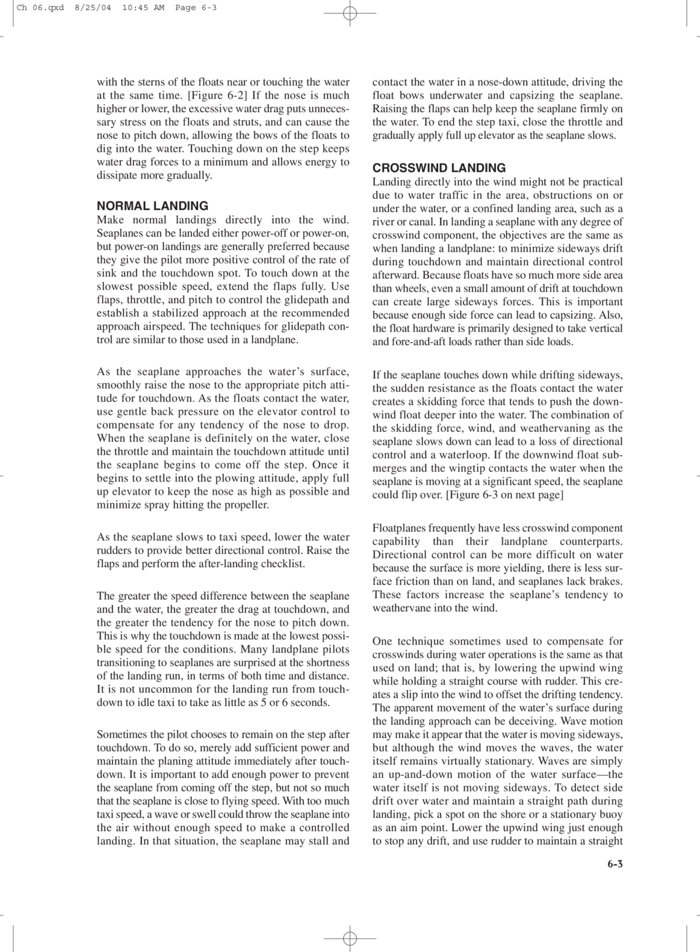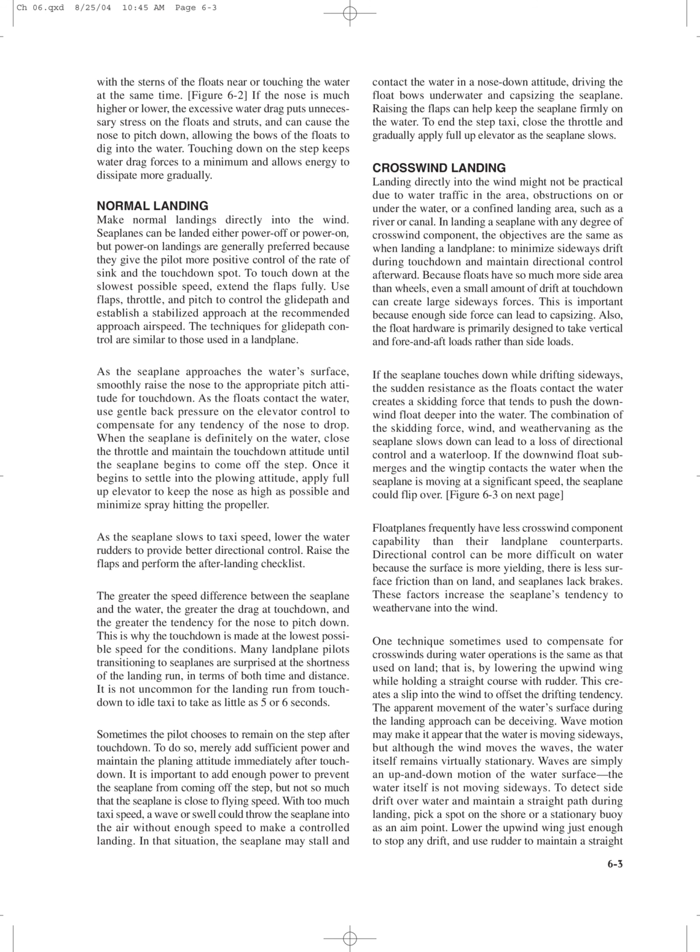Normal landings. Make normal landings directly into the wind. Seaplanes can be landed at either power off or power on, but power on landings are generally preferred because they give the pilot more positive control of the rate of sink in the touchdown spot. To touch down at the slowest possible speed, extend the flaps fully. Use flaps, throttle, and pitch to control the glide path and establish a stabilized approach at the recommended approach airspeed.